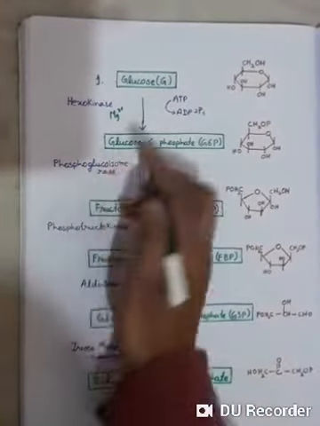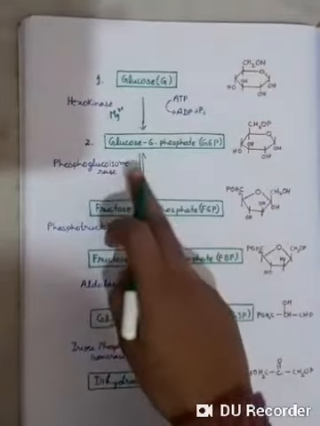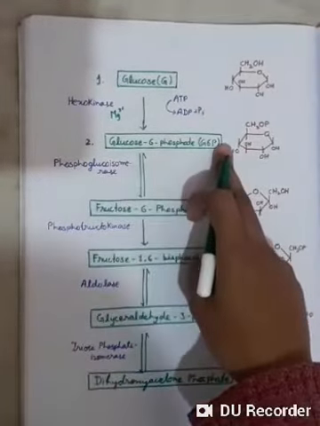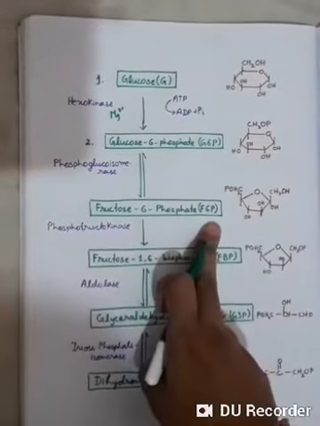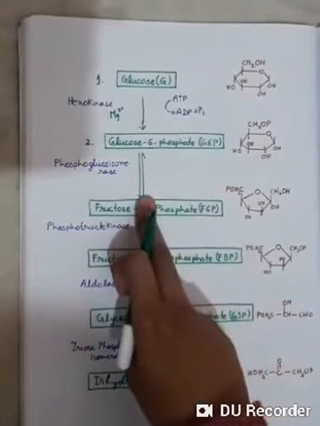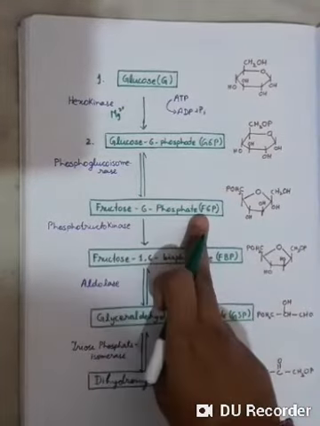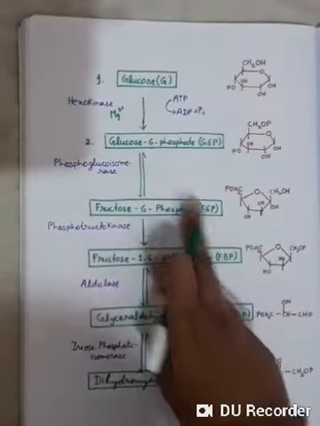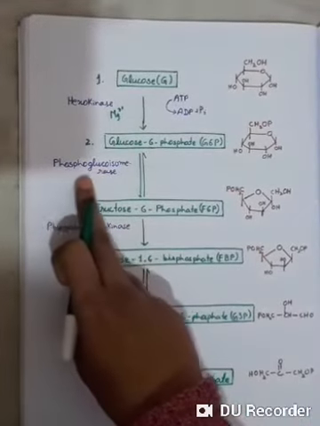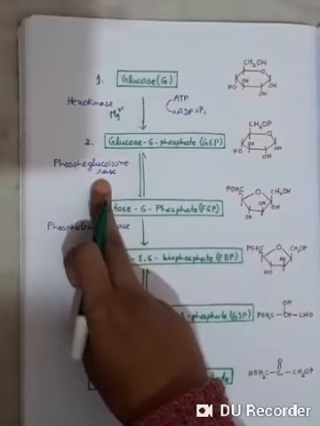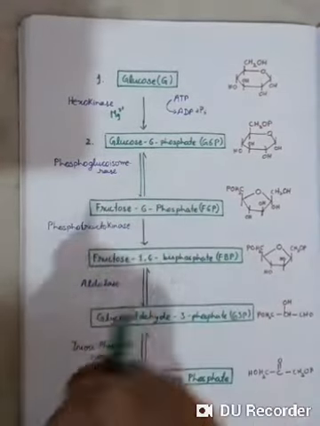First step is finished, then the second one. In the second step, what happened? Glucose 6-phosphate is converted to fructose 6-phosphate. Okay, and this is a reversible reaction. You can again go back from fructose 6-phosphate to glucose 6-phosphate. And the enzyme used is phosphoglucoisomerase. Here it is an isomerization reaction.